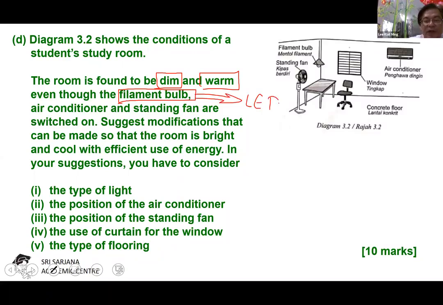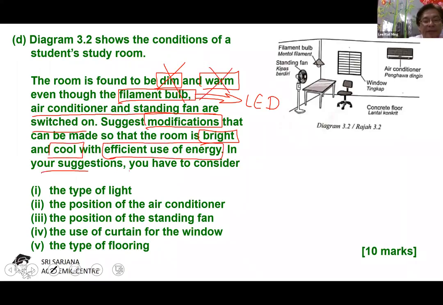LED gives you the maximum amount of light energy but minimum heat energy. Even though there are filament bulbs, air conditioning, and a standing fan switched on, suggest a modification so that the room becomes bright. We don't want it to be dim; we want it to be bright. We don't want it to be warm; we want it to be cooling. And you want to have efficient use of energy.